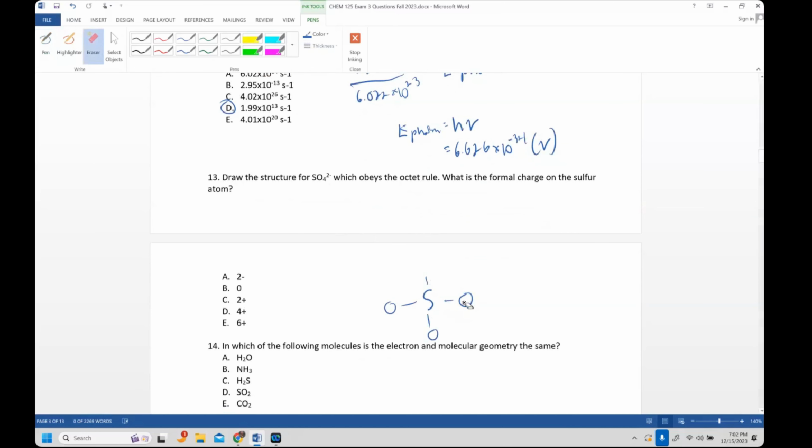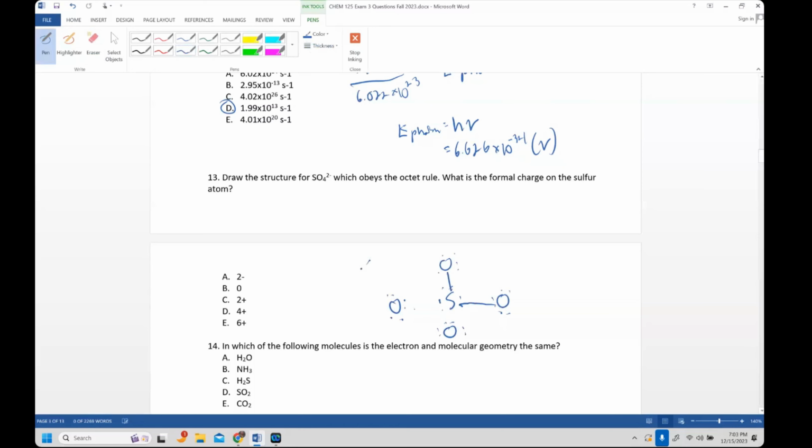wait, hold on. I did that wrong. So let's just start out with our sulfur, oxygen, 1, 2, 3, 4, 5, 6. Oxygen, 1, 2, 3, 4, 5, 6. And so on for the other oxygens, each with 6 electrons. And then we have 2 more electrons we have to add. So let's just keep those in mind.